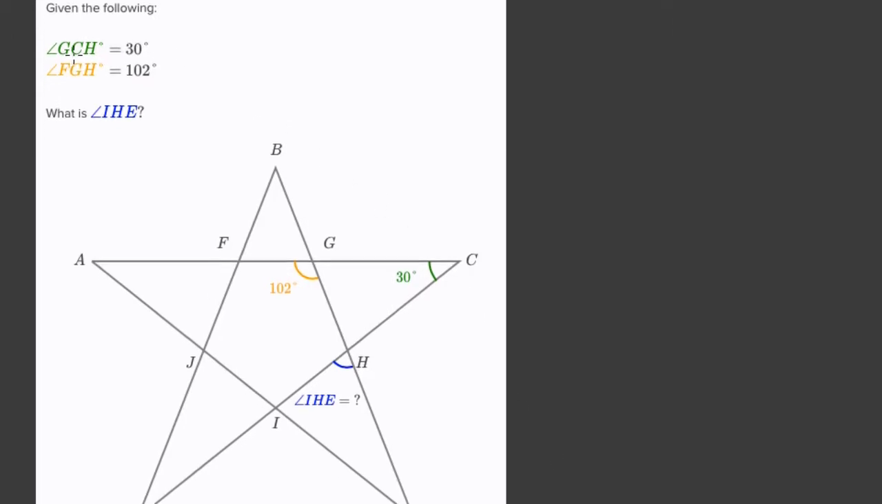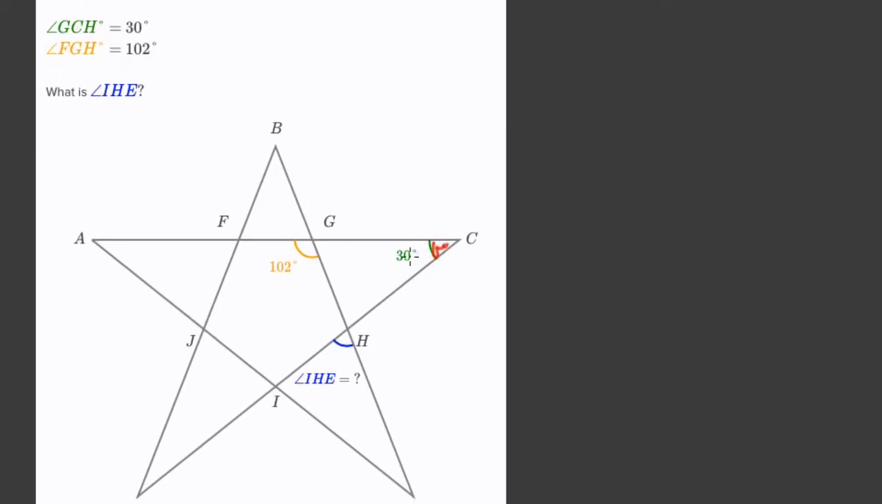Here they give you GCH, this green angle is 30 degrees, right? Label that in green, sorry. And FGH right here in orange is 102. They want to know what is IHE, the blue angle down here.